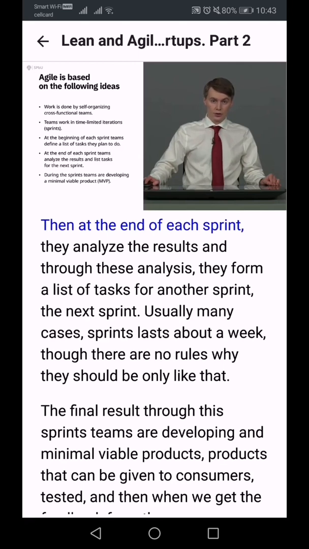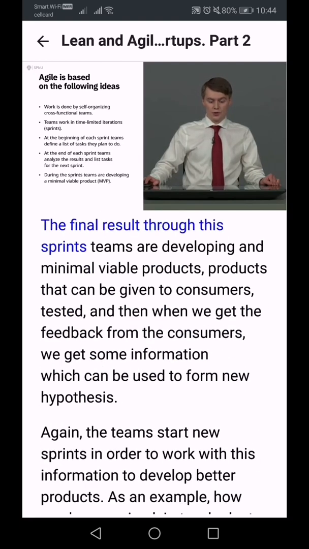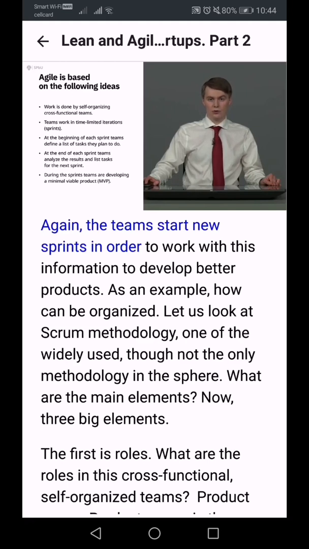And then at the end of each sprint, they analyze the results, and through this analysis, they form a list of tasks for the next sprint. Usually, in many cases, the sprints last for about a week, though there are no rules why it should be only like that. And through these sprints, teams are developing minimal viable products that can be given to consumers, tested, and then when we get the feedback from the consumers, we get some information which can be used to form new hypotheses, and again the teams start new sprints in order to work with this information to develop better products.